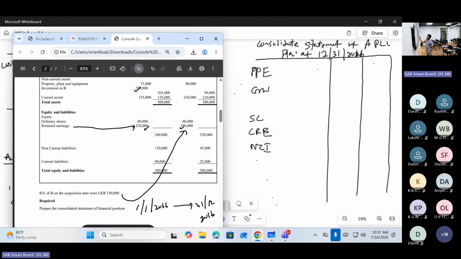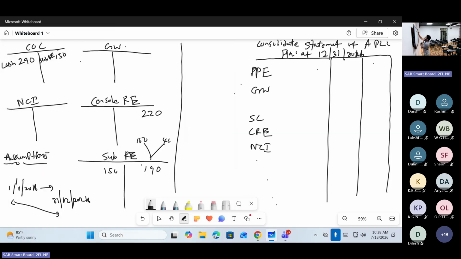Subsidiary stated capital, 40. This is done. 40 done. How do we take the 40? The subsidiary stated capital is in what form? Credit. Debit to where? Sorry, the subsidiary is credit. So we debit it, and credit what? The cost of control account.